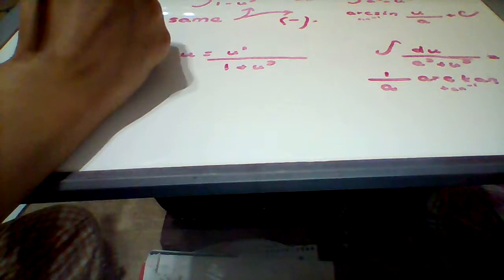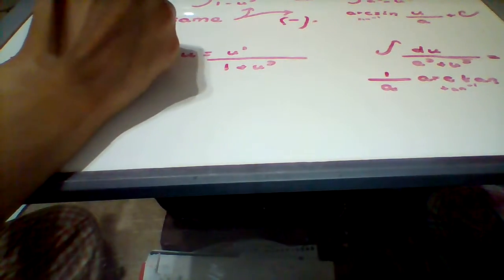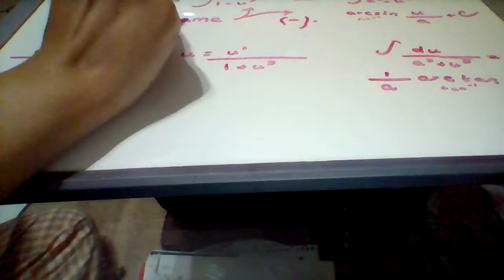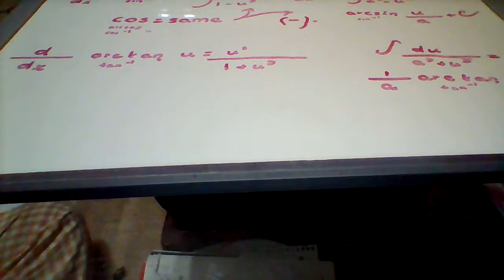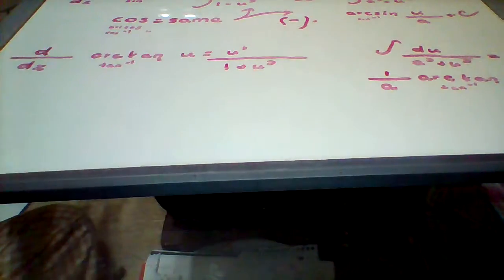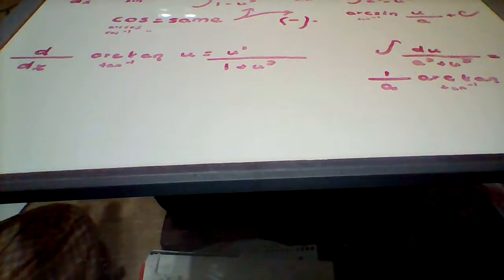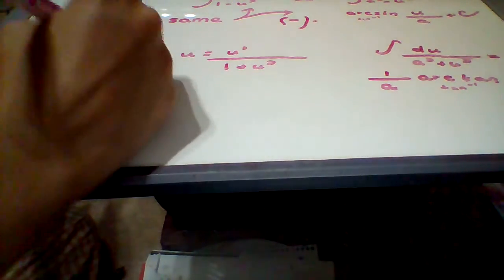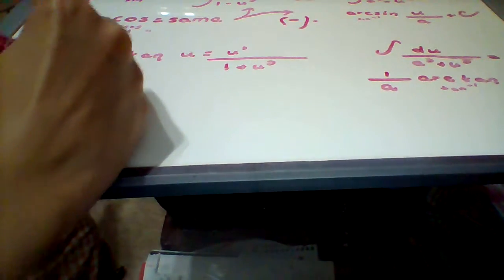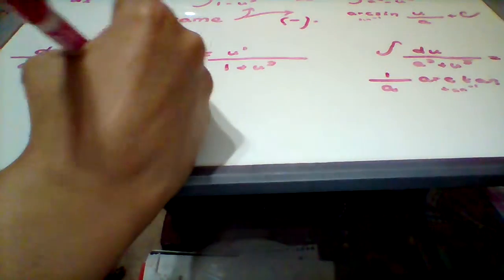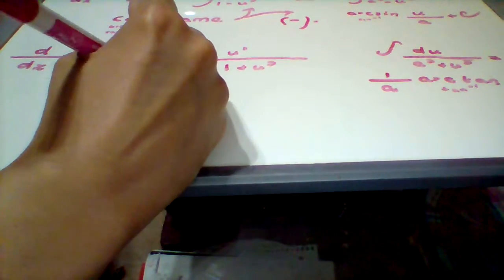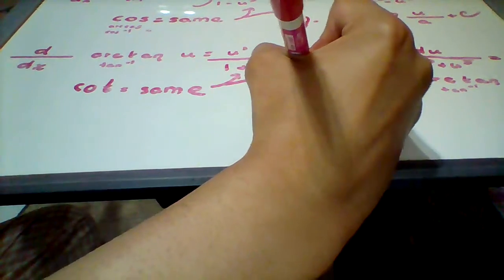So now, note that cotangent is the same process as tangent, except it's negative. So let me just write here: cotangent is equal to the same as the above, but negative.